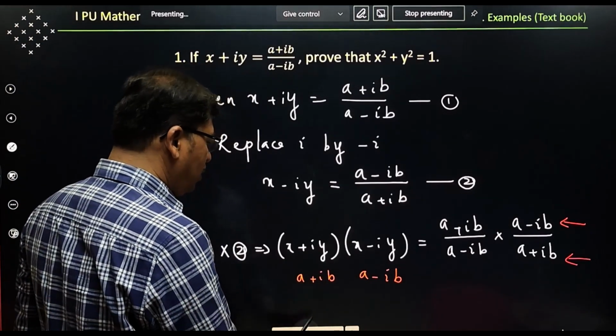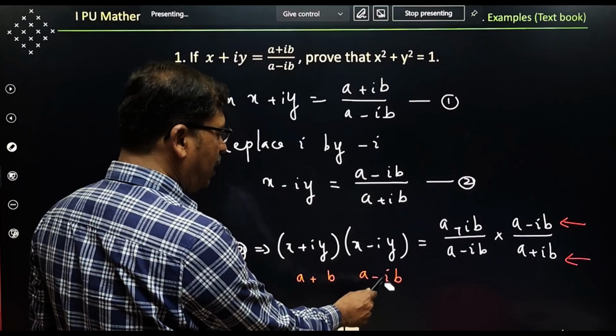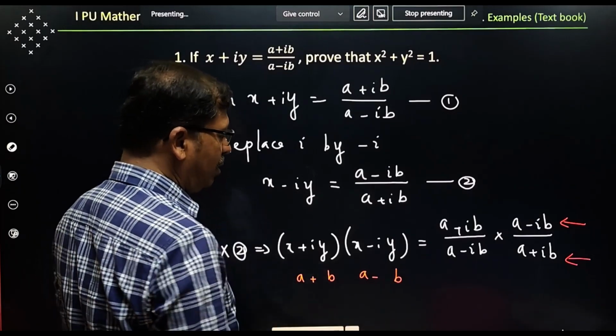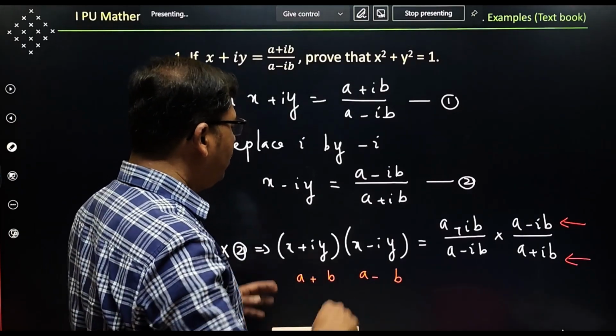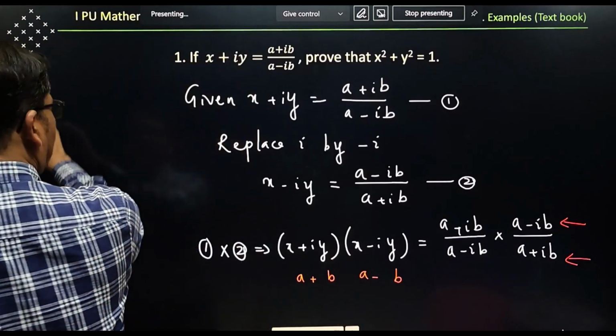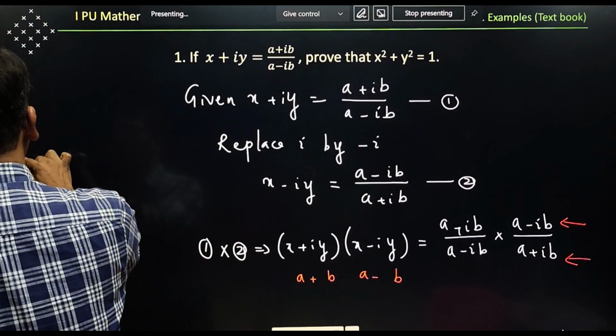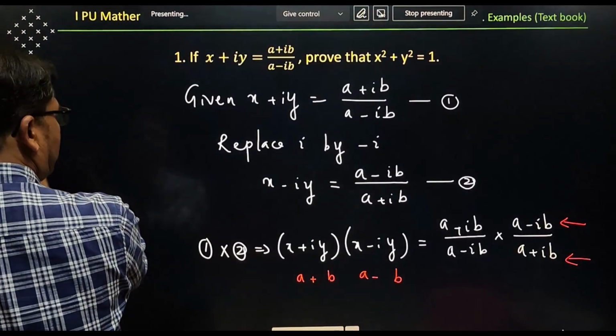Just better you remove this i. a plus b into a minus b. ಆ ನಿತ್ಯ ಸಮೀಕರಣ ಹಚ್ಚೋದನಲ್ಲಿ. So a plus b into a minus b is equal to, you know already, a square minus b square. A square minus b square.